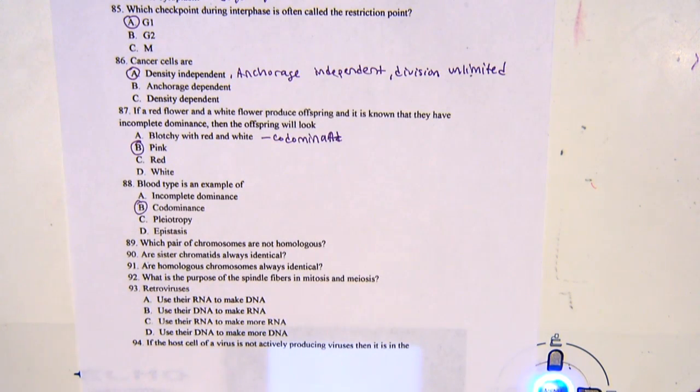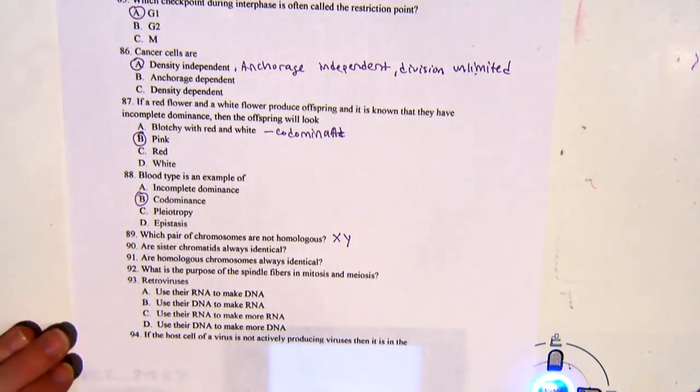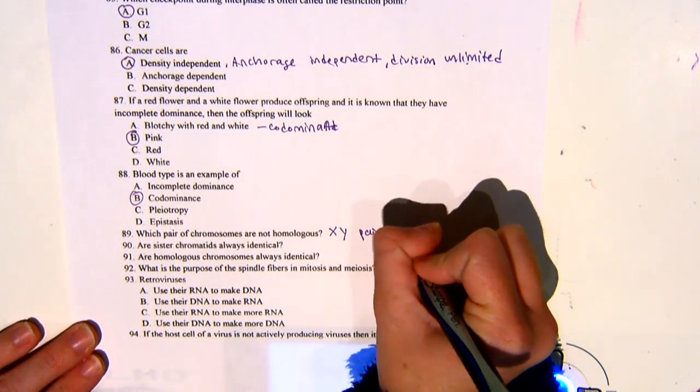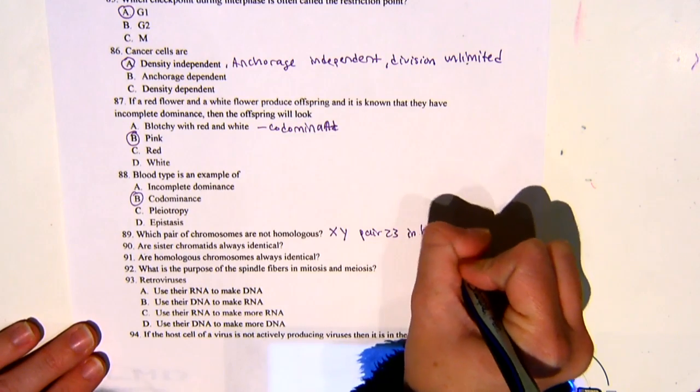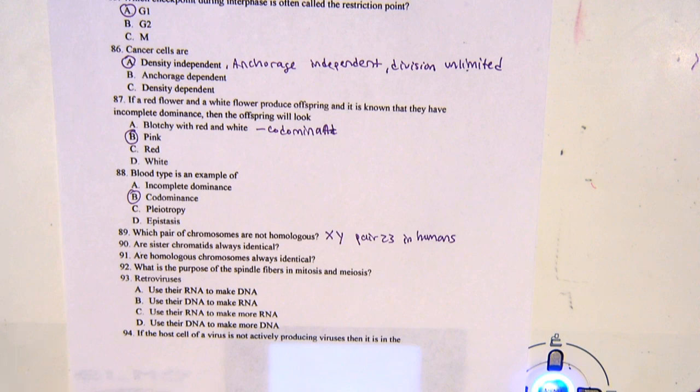Number 89. Which pair of chromosomes are not homologous? The X and the Y. And in humans, that would be pair 23. Because we know that the Y chromosome is a little bit smaller, and it's not going to be the same as the X chromosome.